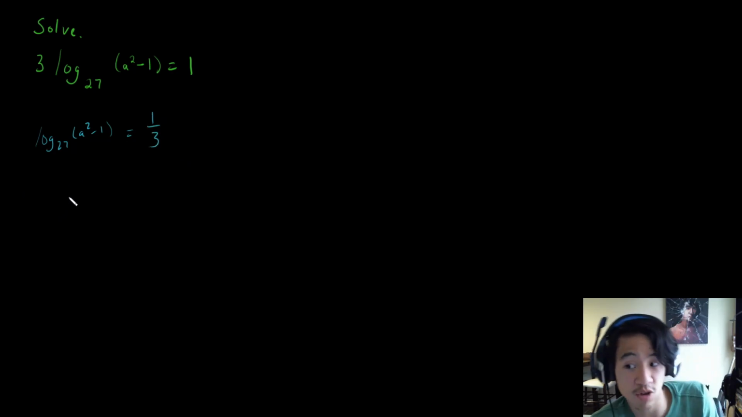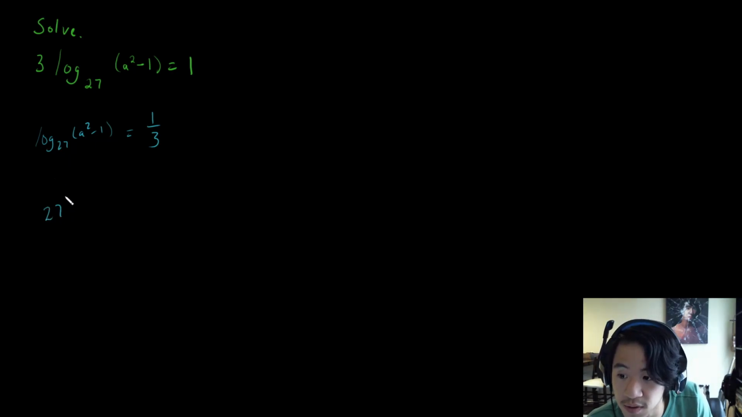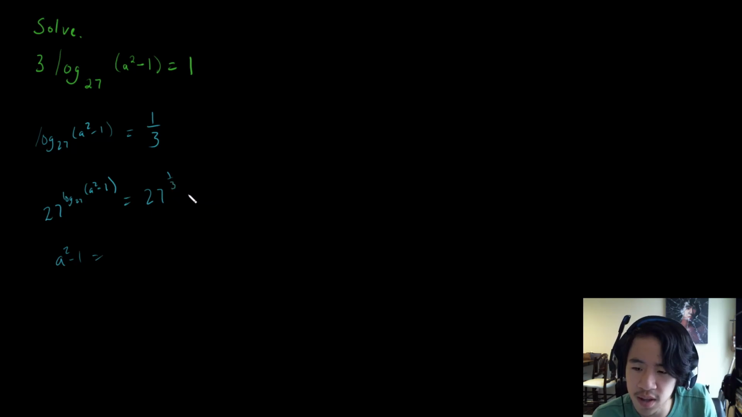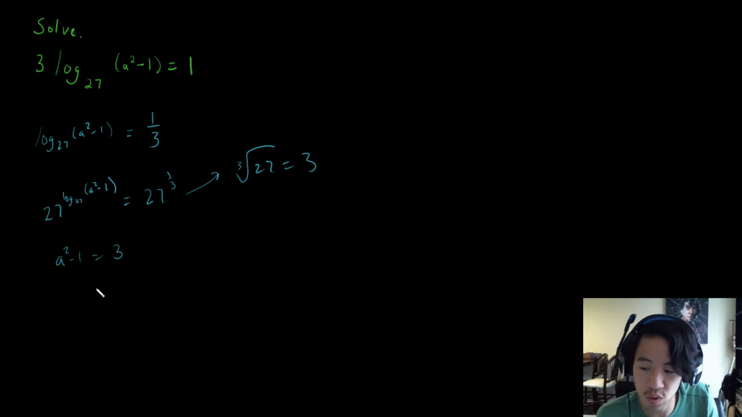And now it's the same thing. You're just going to exponentiate by the base of the log. So we're going to have 27 to the log base 27 of a squared minus 1, and this is going to be equal to 27 to the 1/3. On our left side, we have b to the log base b, so we're just going to end up with a squared minus 1. And 27 to the 1/3, that's also the cube root of 27, which is equal to 3. So this is going to be equal to 3.